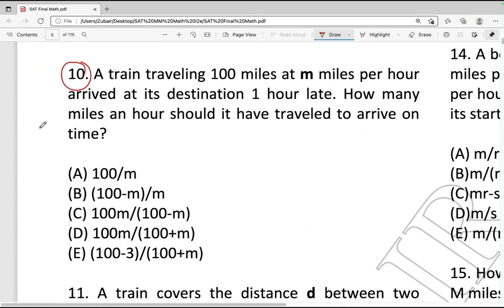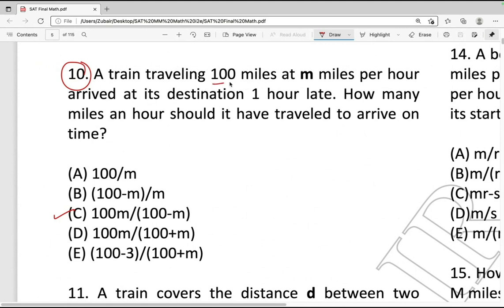So would the answer be C? It is C. Mohammed, are you there? I'm there. Okay. And getting to the answer? Not really.